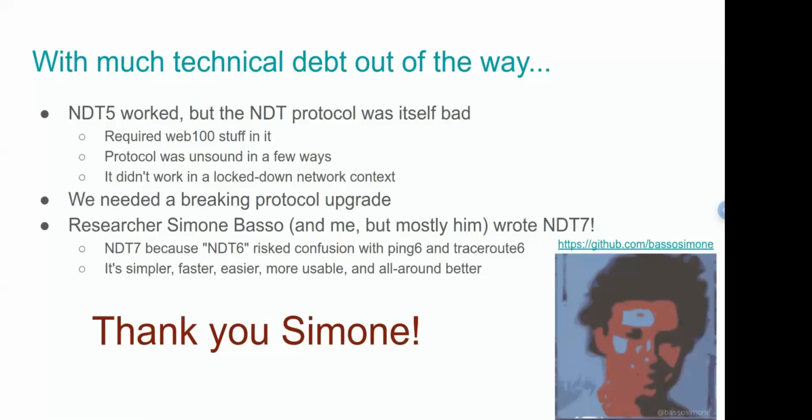Researcher Simone Basso, and me, but mostly him, wrote NDT7. We called it NDT7 because NDT6 risked confusion with ping6 and traceroute6. So we just skipped 6 altogether. NDT5 has always supported IPv6, or if not always, ever since I've been involved with it. So let's not even worry about that. It's called NDT7. NDT7 is simpler, faster, easier, more usable, and all around better. Thank you, Simone.